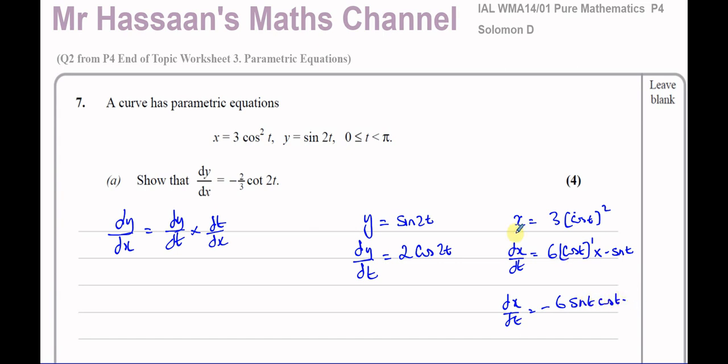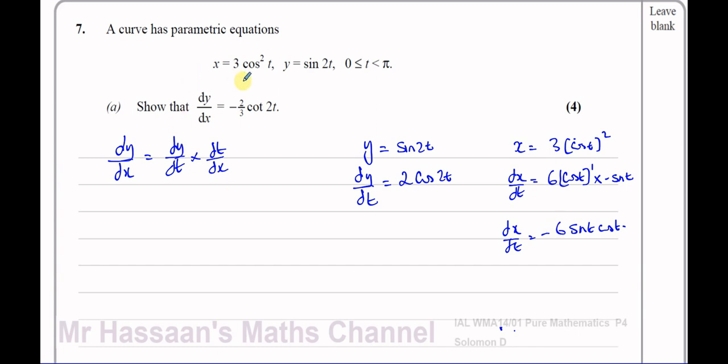That's dx/dt. Now we can see our answer has to be in terms of a double angle, cot 2t, and dy/dt is already in terms of a double angle. But dx/dt is in terms of a single angle, so obviously we have to make this a double angle, so we have to think about the double angle formulae. The double angle formula for sine is that sin 2t is equivalent to 2 sin t cos t.